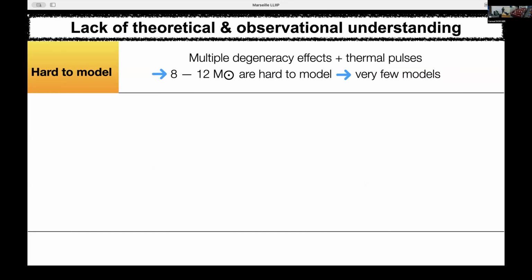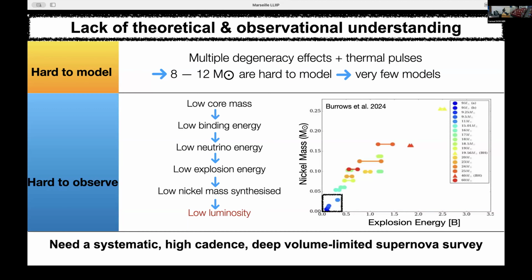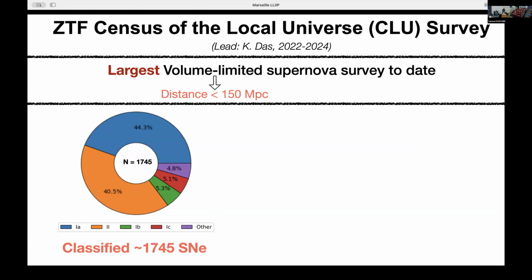Theoretically, the 8 to 12 solar mass range is very hard to model. For those of you who have worked with stellar evolution would know that. I won't go into the details. Also from an observation point of view, the idea is that you'll have a smaller core, lower explosion energies, less nickel that's synthesized, and as a result, the supernovae are a bit harder to observe. So we need a systematic, high cadence, deep, volume limited supernova survey to look for these objects. I'll talk about a couple of volume limited surveys which I was associated with for my thesis.